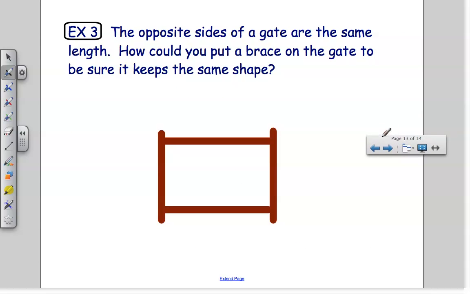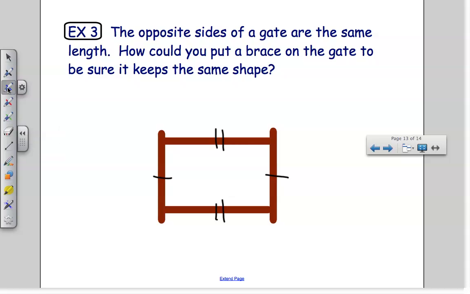Alright, an application of using side, side, side congruency. Let's say you're building a gate, or sort of a fence, on the outside of your house. So the opposite sides of a gate are the same length, meaning these would be congruent, these would be congruent. And how could you put a brace on the gate to be sure it keeps the same shape? Right now, if you think about it, this can technically change shape a little bit. All that has to happen is these go at a little bit of an angle. So this angles out this way, and this angles out this way. Well, the lengths could all be the same, but it's not keeping that rectangular shape or staying at right angles. It'd sort of be a parallelogram thing going on.